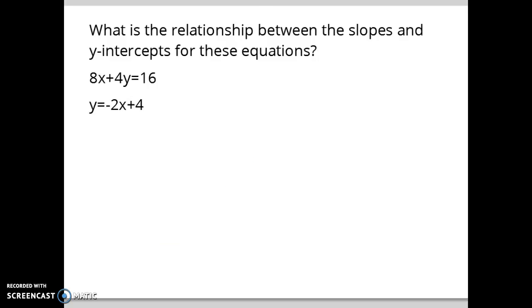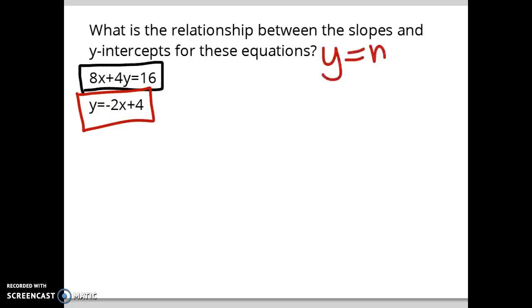What is the relationship between the slopes and y-intercepts for these equations? Well, just like if we were solving for decimals, percents and fractions, all those things need to be in the same form. So guess what? Equations need to be in the same form too. This equation is in standard form. How do I know that? It's not solved for y. This equation is in slope-intercept form. How do I know that? It is solved for y. What is slope-intercept form? y equals mx plus b. m is your slope, b is your y-intercept.